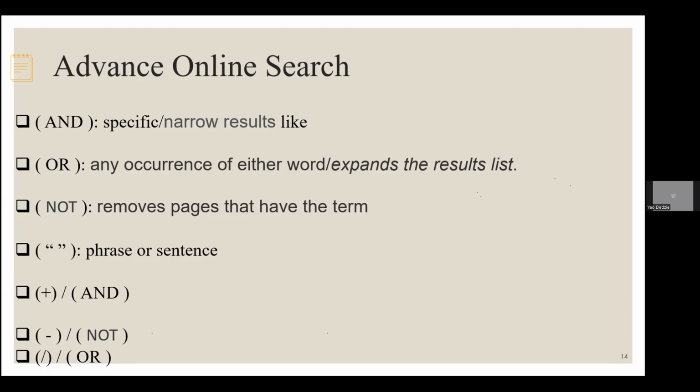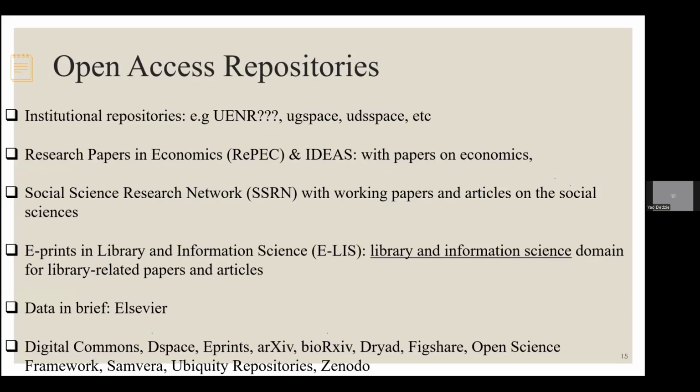And then some open access sources we can use. We have some from our various schools, it can be a university or a research institute, and you can also have access to research papers: Social Science Research Network, E-prints in Library and Information Science, Data in Brief from Elsevier, and then Digital Commons, DSpace, ePrints, Zenodo, Open Science Framework, and what have you. These are some sources you can use for information. They are open access, so there's no issue with payment.